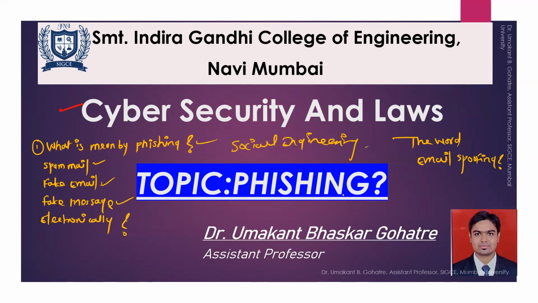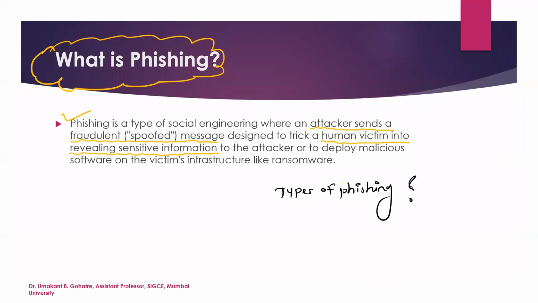The next point is the types of phishing. In the next slide we discuss the types of phishing. Phishing is actually a type of social engineering, where an attacker sends a fraudulent, meaning spoofed, message designed to trick a human victim into revealing sensitive information to the attacker, or to deploy malicious software like ransomware on the victim's infrastructure. Most students know this word, ransomware.